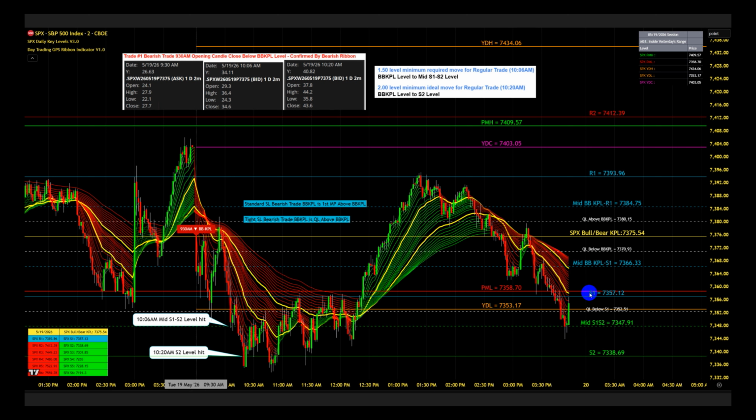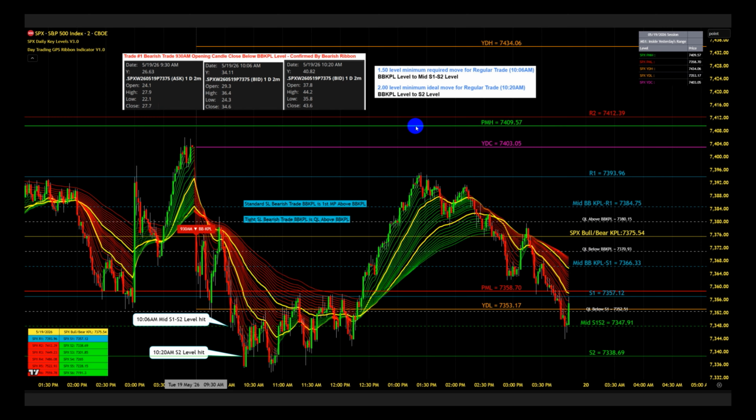However, a full regular scalp trade is a one level move in your favor, and that is calculated from the level that you're basing the trade on, the direction of the trade, and one full key level away, which in this case is the S1 level.